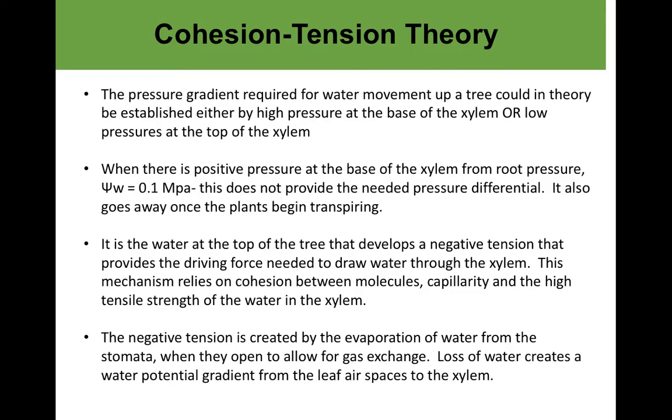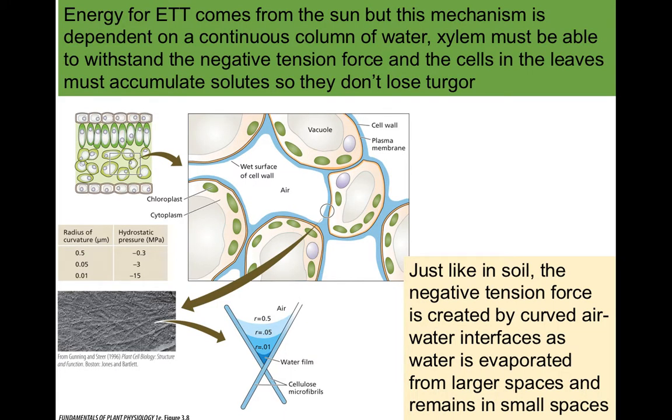And so the negative tension that forms at the top of the leaf is caused by the evaporation of water from the stomata. So it's going to require an input of energy, and that energy comes from the sun. And this is going to create the water potential gradient going from the leaf air spaces that have a very, very low water potential to the base of the tree, which will be much higher. So let's talk about how that negative tension forms in the leaves.